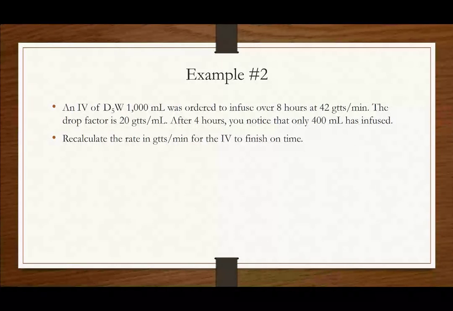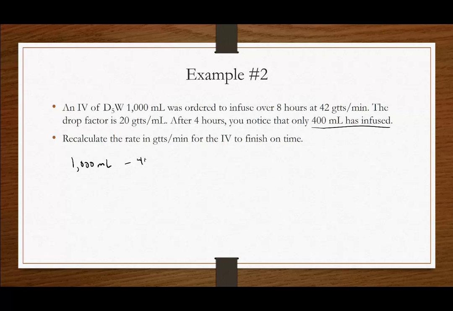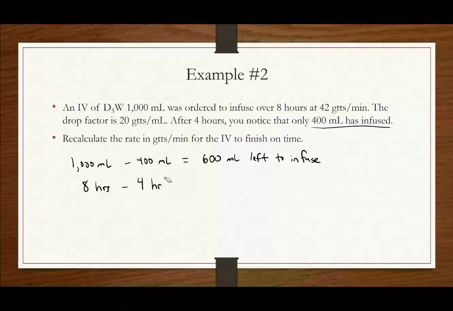So there's a couple of steps in this case. First, we need to recognize that we started with 1,000 milliliters, and we notice that we've only infused 400. So how much is left to infuse? By subtraction here, we find that there's 600 milliliters left to infuse. And we want to finish on time, so we need to understand how much time is left. Originally, we were expecting that it would take 8 hours, and after 4, we noticed that the 600 milliliters is still remaining. So we have another 4 hours left for the infusion.